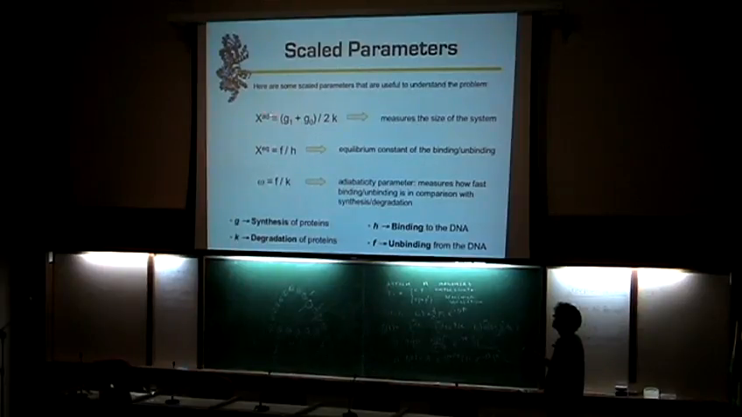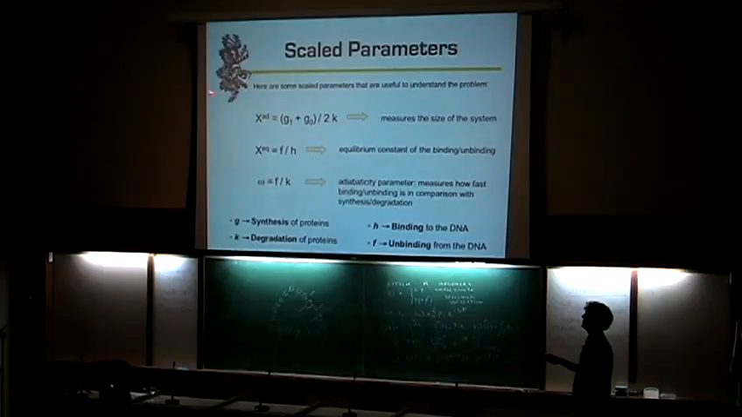So this over here is basically synthesis over degradation. That's just going to describe how many proteins you're going to have. This is the size of your system. How many proteins are you going to have? This is basically the average number of proteins that you're going to have under half maximal expression. So if the DNA is bound 50% of the time, that's the average number of proteins that you're going to end up with.